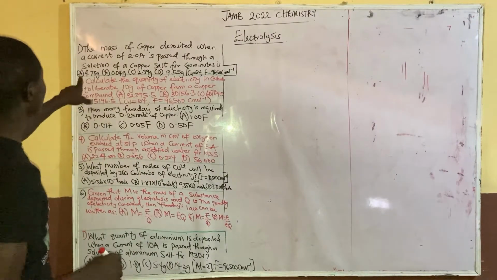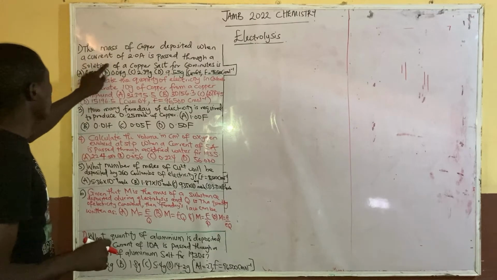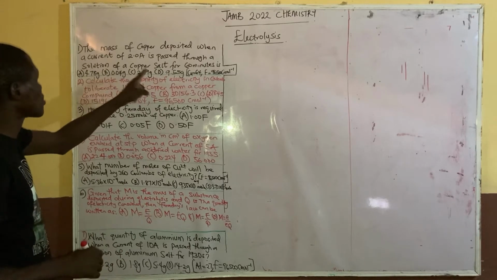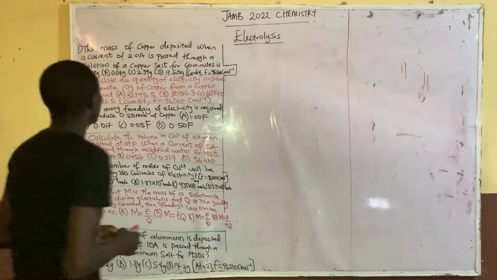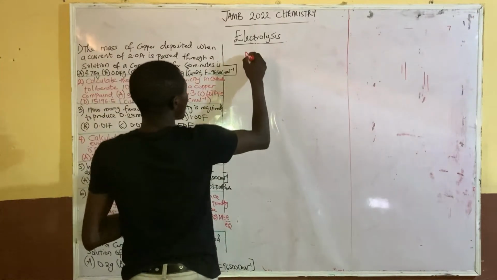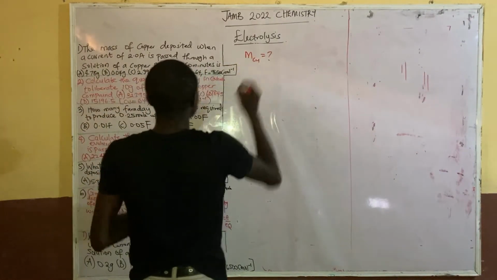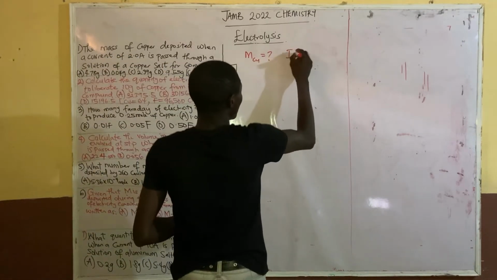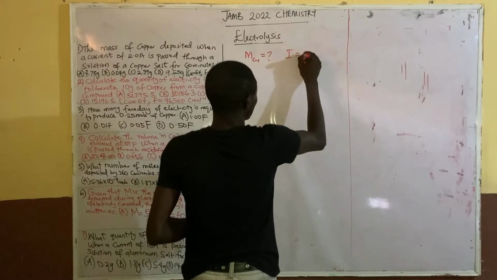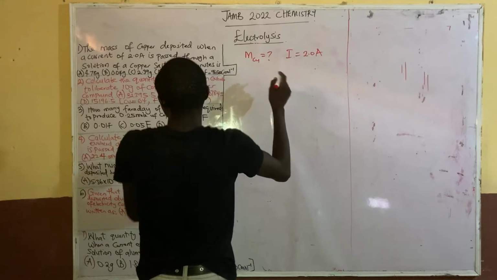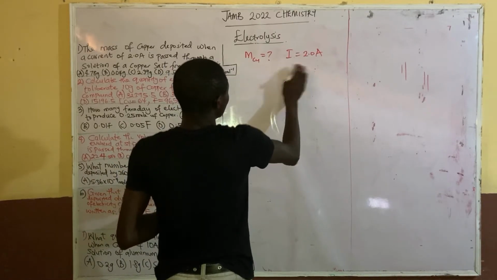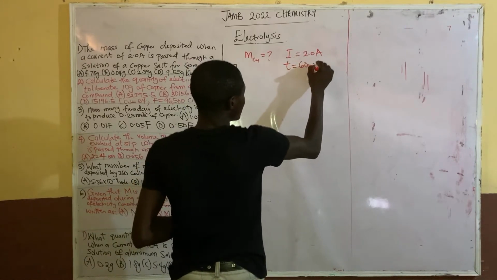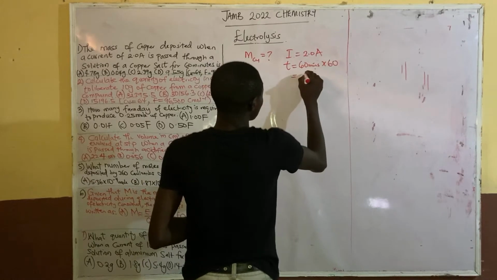The first question says that the mass of copper deposited when a current of 2.0 ampere is passed through a solution of a copper salt for 60 minutes is dash. Now, the mass of copper deposited is what we have to find. Mass of copper is unknown. The current I is 2.0 ampere, passed through the solution for 60 minutes. Now, the time is 60 minutes, so multiply by 60 to take it to seconds.